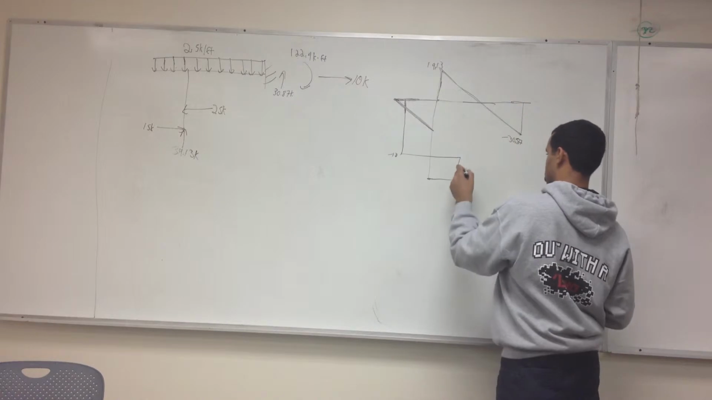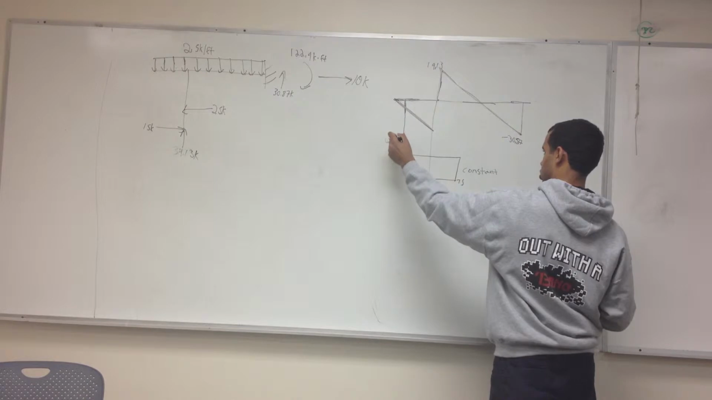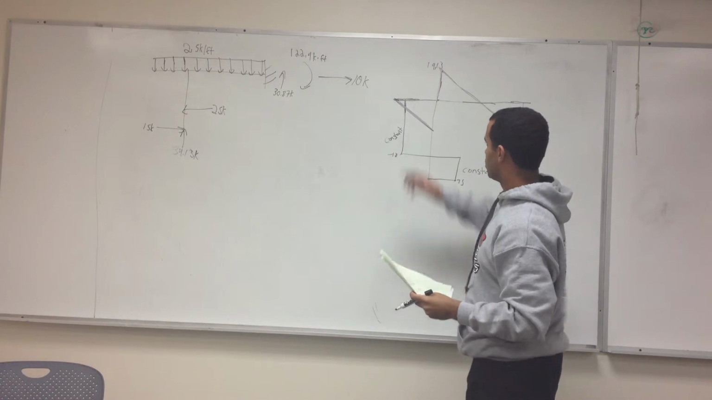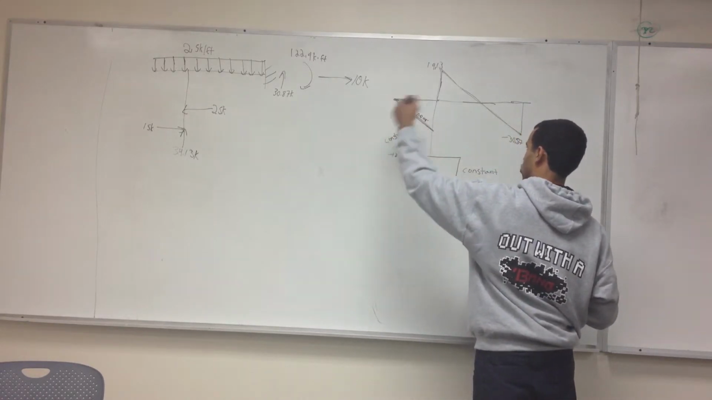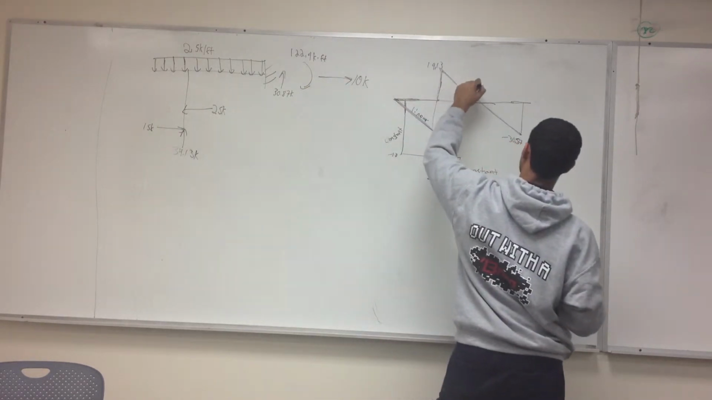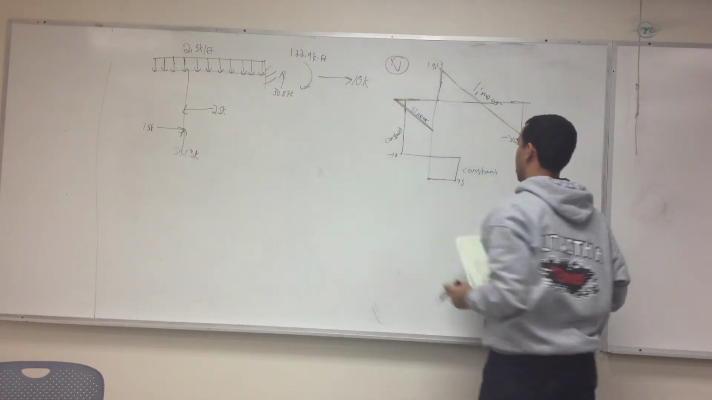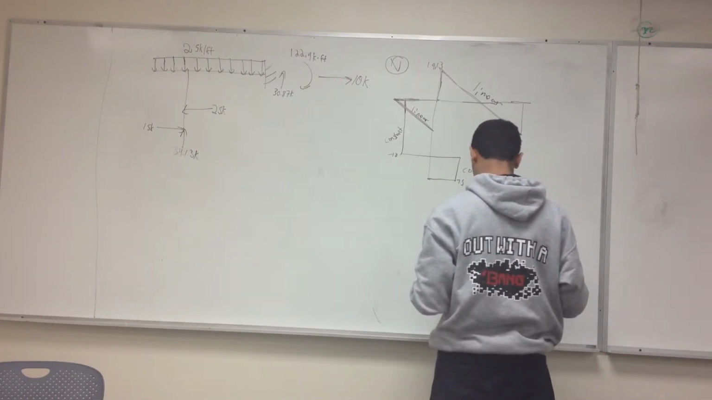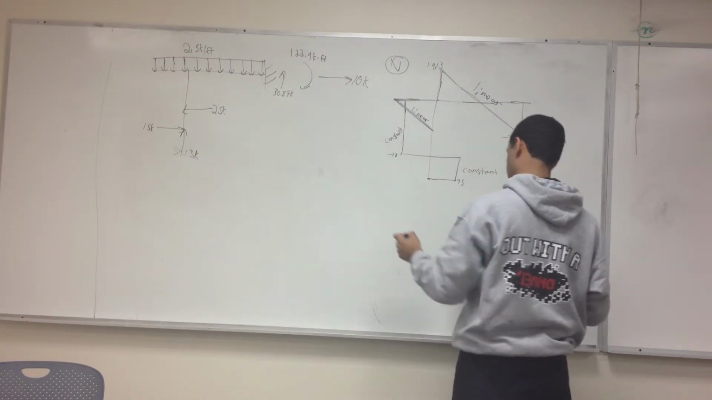Now this is constant because they derive from point loads. This one over here is linear because it derives from distributive loads, and since this one comes from a distributive load, it's linear. So this is our shear diagram. Now we use the area method to obtain our moment diagram.